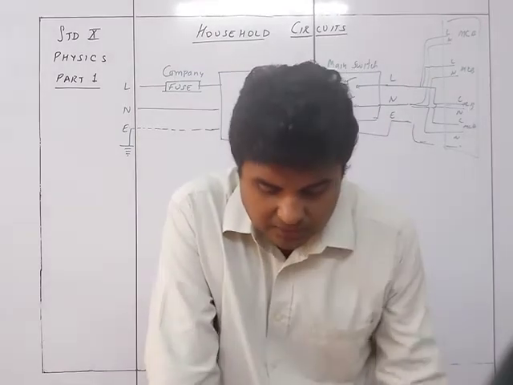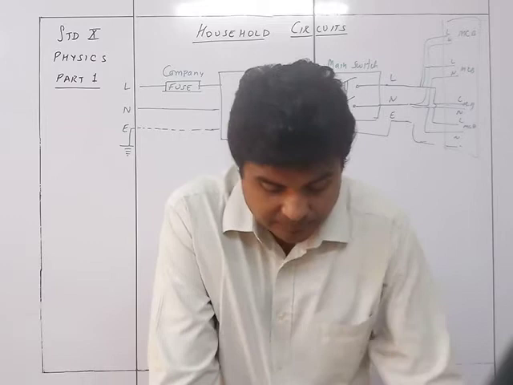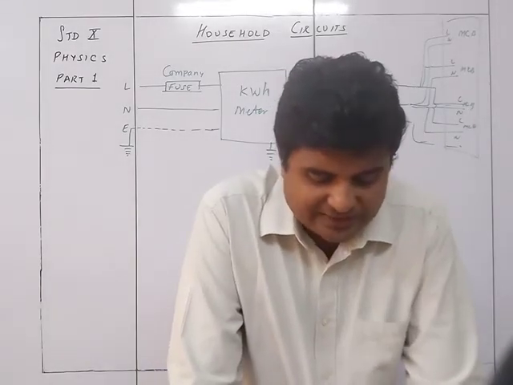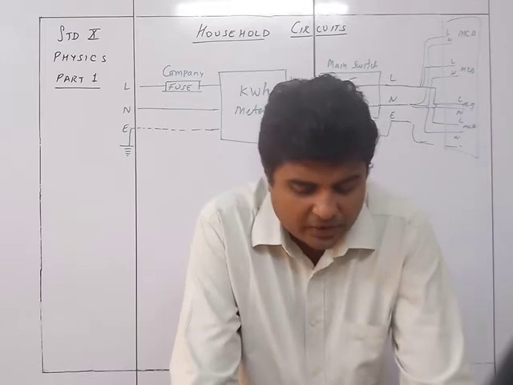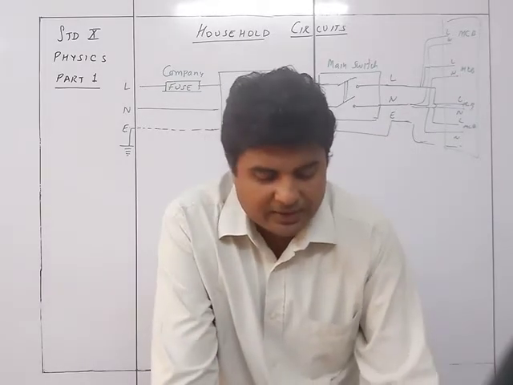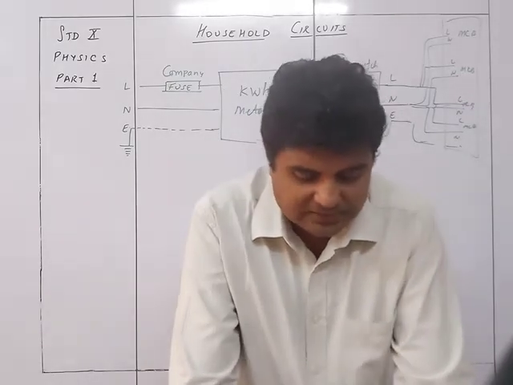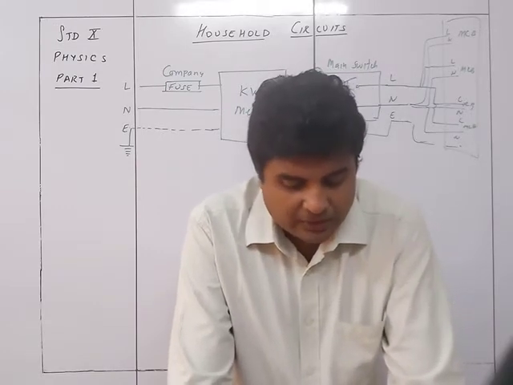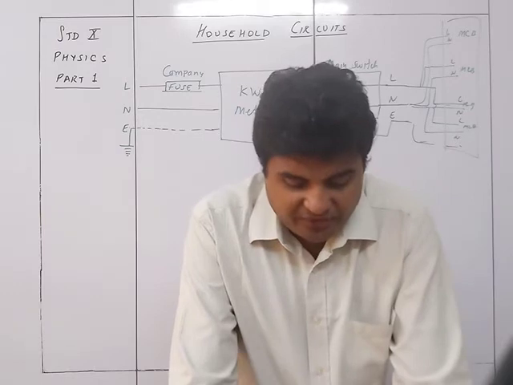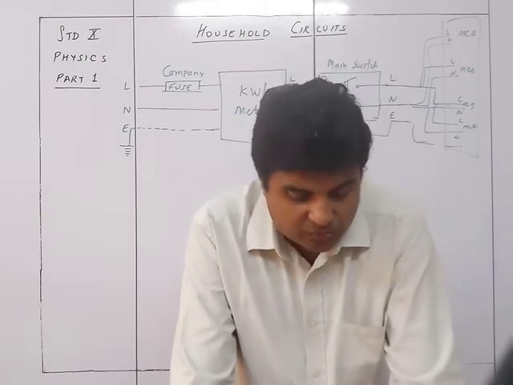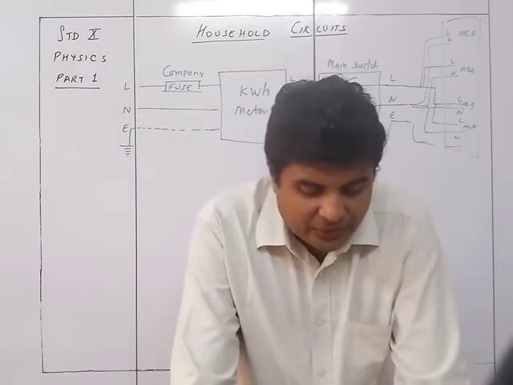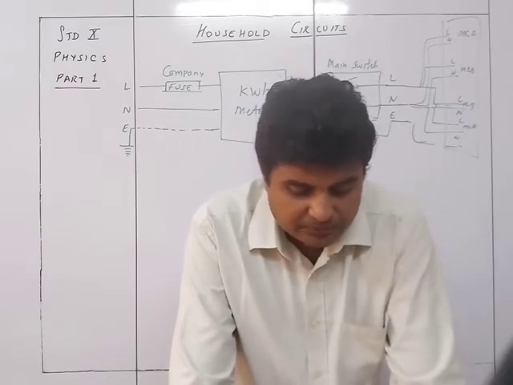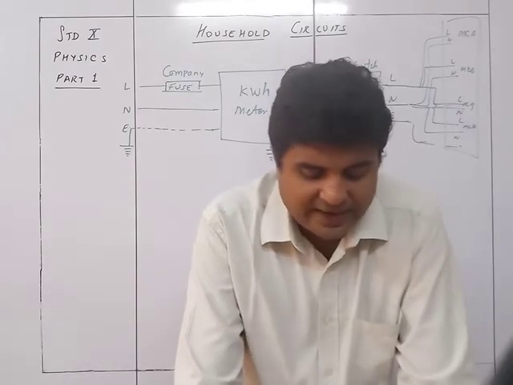So let's see what they've written here. To supply the electric power to the house from the city substation, either overhead wires, a cable from a pole, or an underground cable is used. The cables have three wires: live or phase wire, which is L, neutral wire, which is N, and earth wire, E. The neutral and the earth wires are connected together at the local substation, so the neutral and the earth wire are at the same potential.